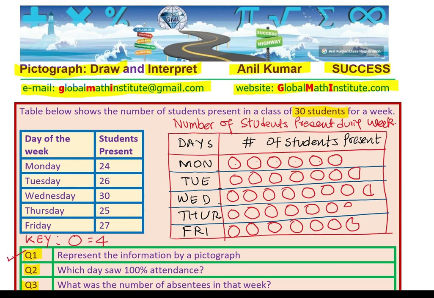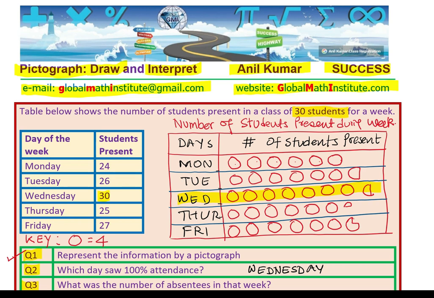Second question is which day saw 100% attendance? So what is the day when 100%? Since there are 30 students, we know Wednesday is the answer. Correct. All were present. 30 of them, right? So we can write down, this was Wednesday. Perfect.